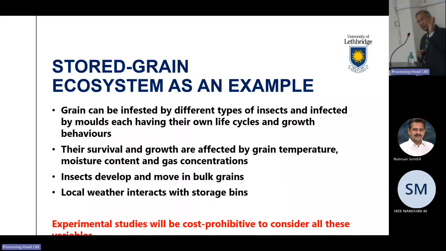If you take these last two slides, they basically talked about the different factors which can affect the stored grain ecosystem. If you had to design experimental studies to understand that phenomenon, it would become cost prohibitive. Or I would say it is basically impossible, because you will not be able to conduct all the different types of experiments required to design better storage systems. That's the reason why mathematical models can play a role and help manage the stored grain. So, next.